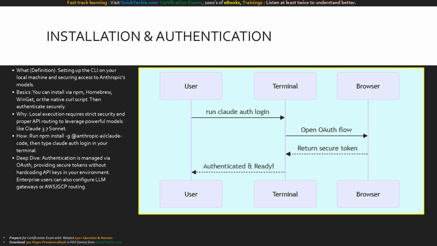This sequence diagram shows the seamless setup process. The user initiates the login command in the terminal. The terminal communicates with your default web browser to handle the OAuth flow securely. Once you approve the login on Anthropic's platform, the browser returns a secure token to the terminal, and you are immediately authenticated and ready to start coding.